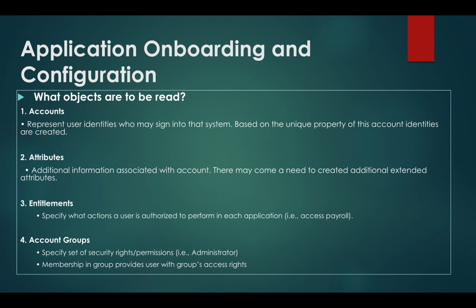Besides that, we also have account groups. Account groups specify a set of security rights and permissions, such as administrator. Basically, membership in the group provides the user with group access rights. So these are the four basic object types. Besides that, we can also have permissions and profiles kinds of objects.